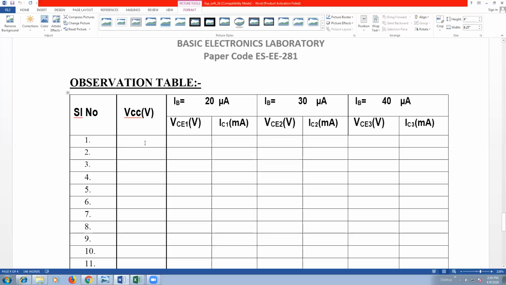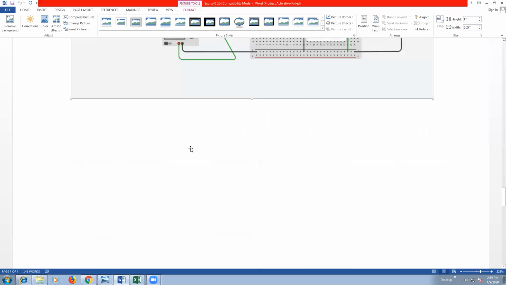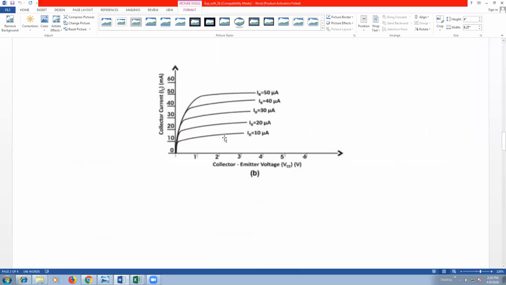So keep a difference of 0.2 volt. That is 0, 0.2, 0.4, 0.6, 0.8, 1, 1.2. I think within 5 volt you will get the saturation current of IC here. So I think you will get the saturation current after varying VCC up to 5 volt.